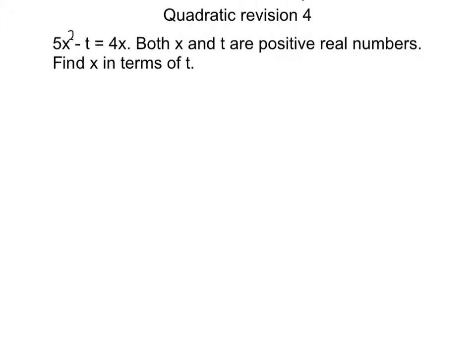Here we have some more revision for our quadratic equations. We have an expression up the top there, 5x squared take away t is equal to 4x, and we're told that both x and t are positive real numbers. Find what x is equal to, or this is x in terms of t.